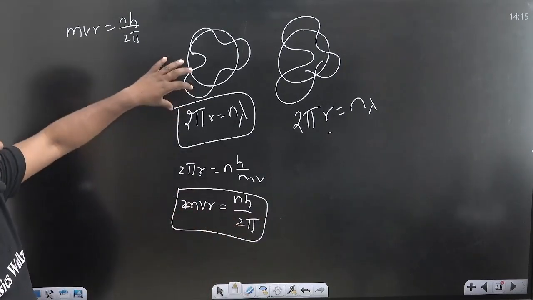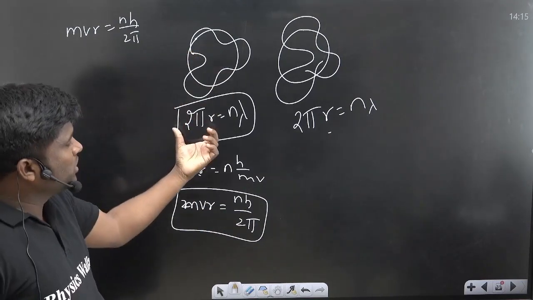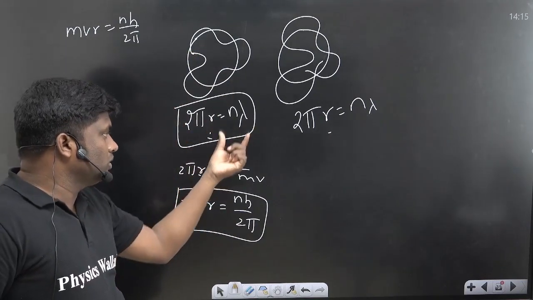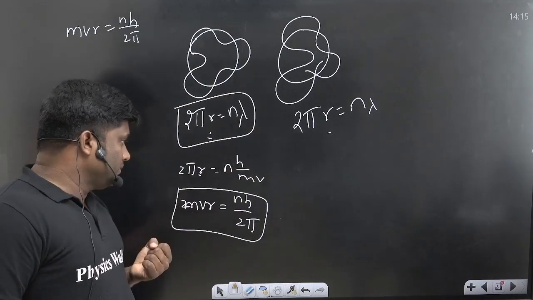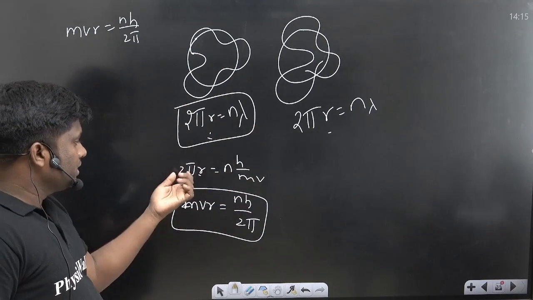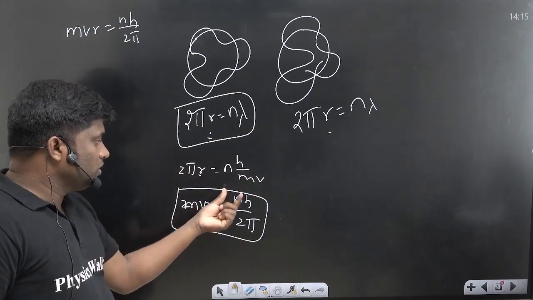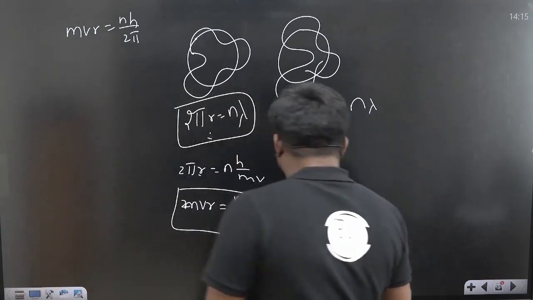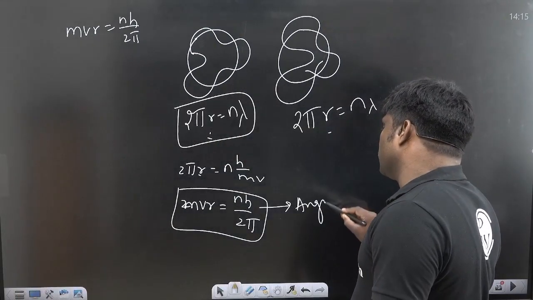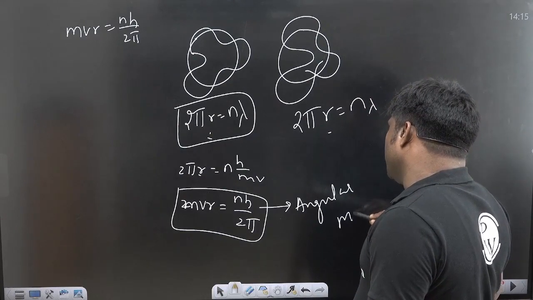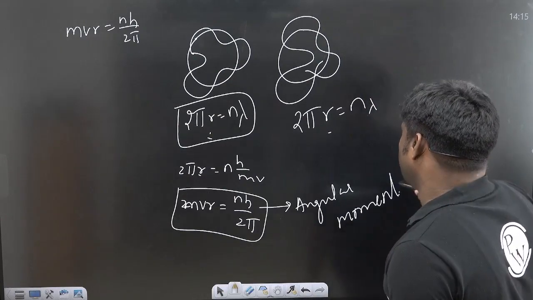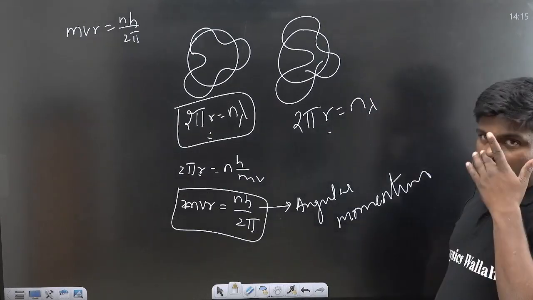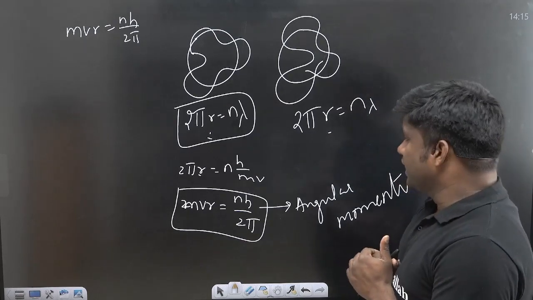According to the de Broglie wave equation, 2 pi r equals n lambda, and substituting lambda as h by mv, taking mv across gives 2 pi. What is mvr equals nh by 2 pi? It is the angular momentum according to Bohr's atomic model.